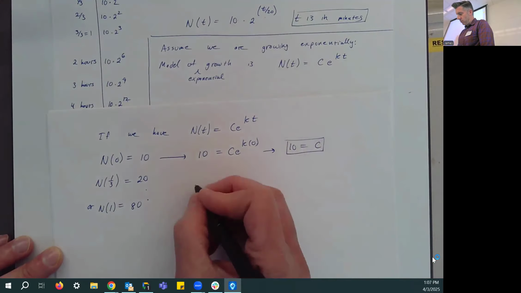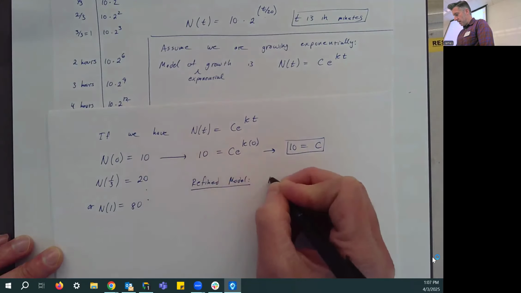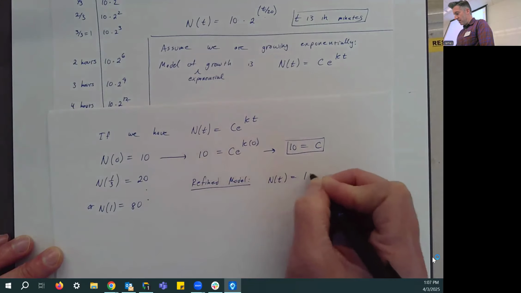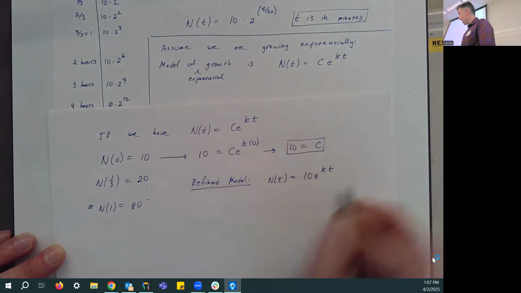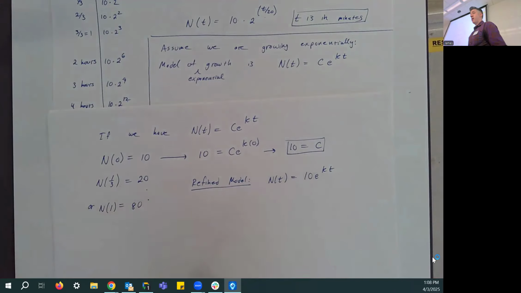So now my refined model is n of t equal to 10 times e to the kt. And then I'm going to use one of these other data points, plug those values in to find out what k is equal to. Yeah.